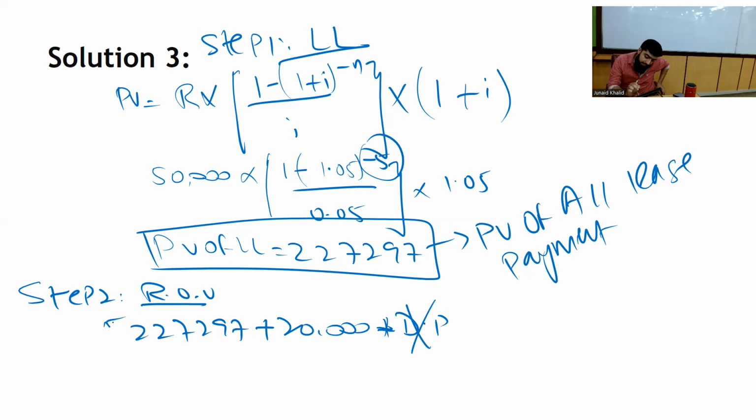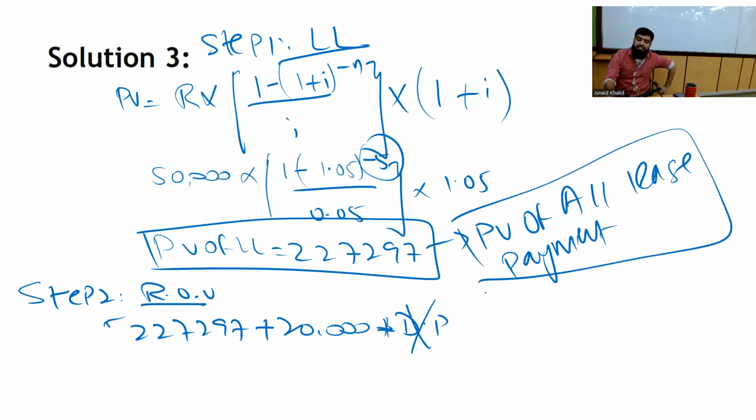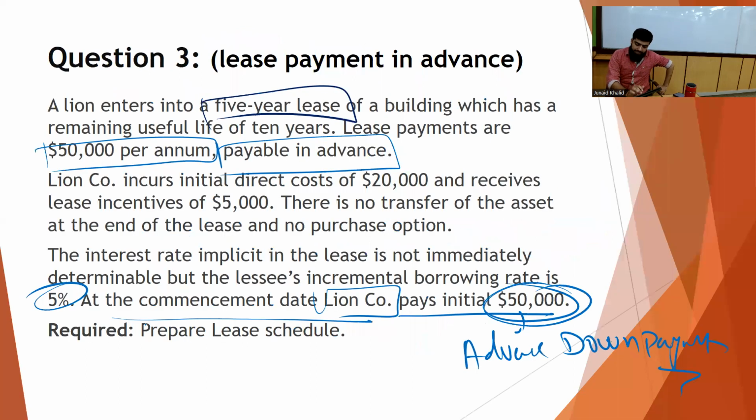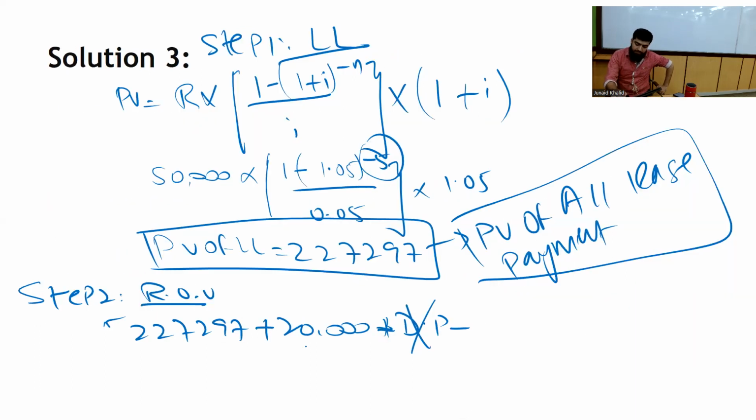Reason being that 227,297 already includes that 50,000. There is no need to add up that 50,000, otherwise there will be a duplication. Remember my words, this is the present value of lease payments. So we are not going to include the advance as it is already included in the present value of lease payments. Okay. Now, initial direct cost was added to the cost, and the last one is the incentive paid, that is 5,000. This would be deducted.